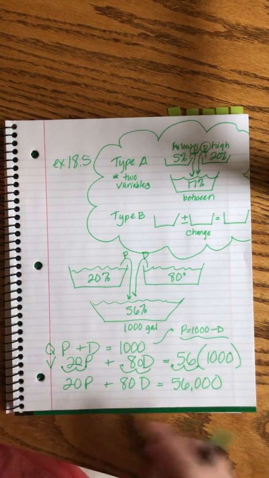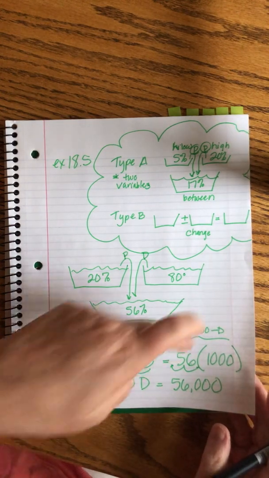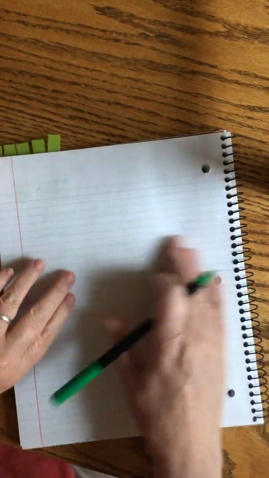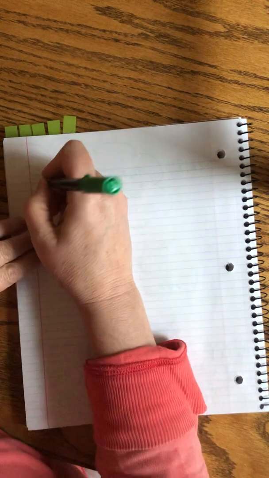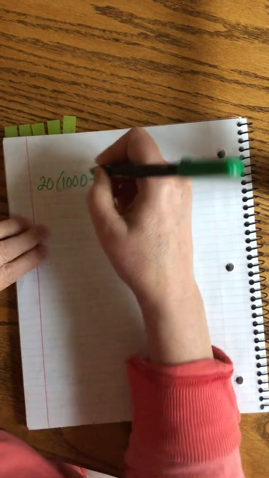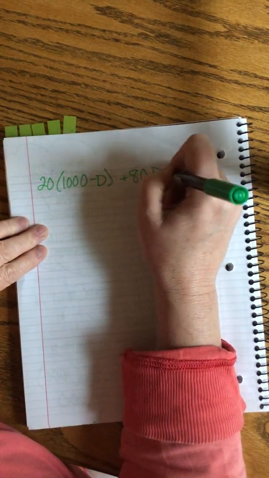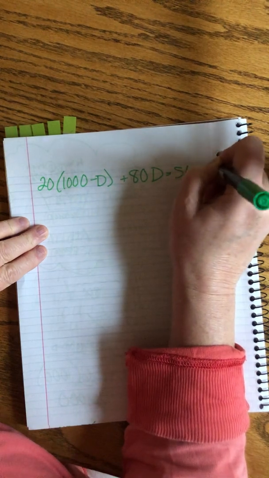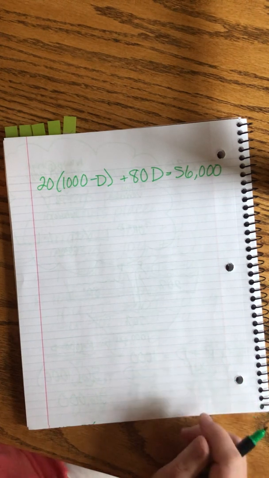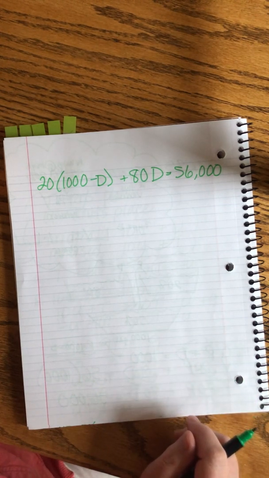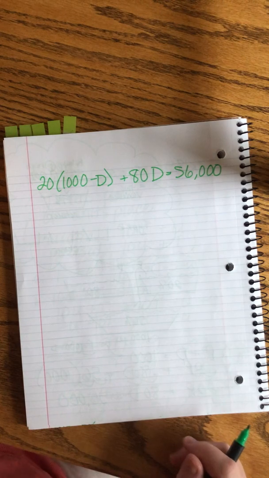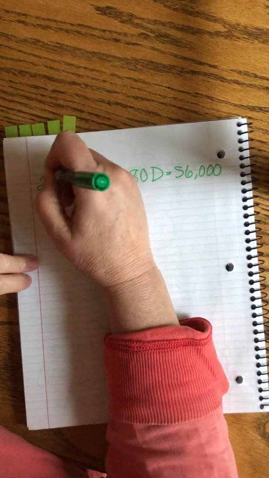Let's substitute that in here at the top of the next page. So it'll be 20 times that plus that equals that. Ready? 20 times 1,000 minus D plus 80D equals 56,000. I think I got that right. Let's hope, right? Just double checking to make sure I didn't copy wrong. Yay. All right, so we're substituted and now we'll be able to solve for D, but first we have to do just some algebra.